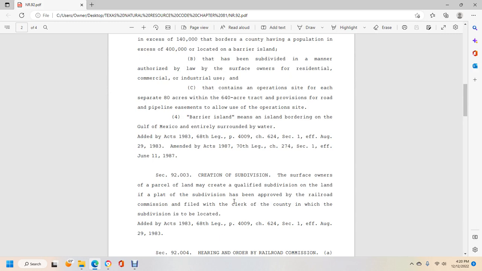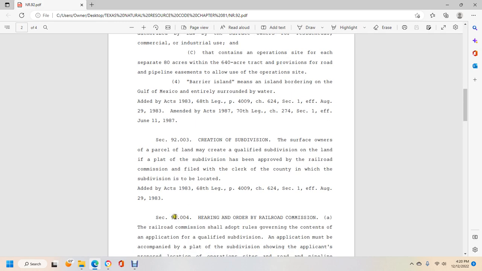Acts 1983, amended Acts 1987. Section 92.003, Creation of subdivisions. Surface owners of a parcel of land may create a qualified subdivision of the land if the plat of the subdivision has been approved by the Railroad Commission and filed with the clerk of the county in which the subdivision is to be located. Added Acts 1983.